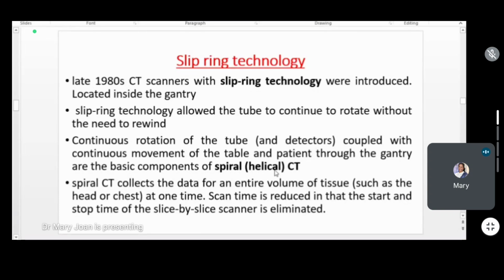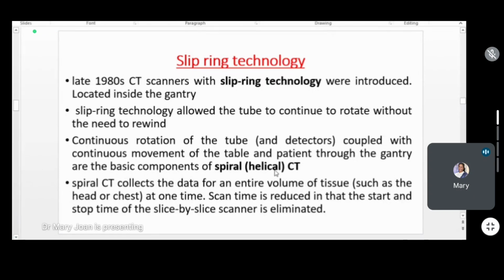And there is this slip ring technology. In the late 1980s, CT scanners with slip ring technology were introduced. The slip rings were placed inside the gantry. The slip ring technology allowed the tube to continue to rotate without the need for rewind.